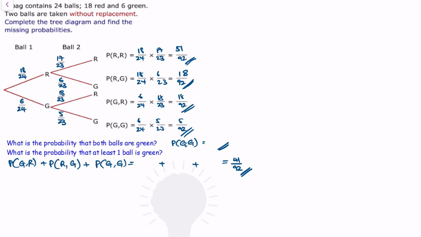We can rewrite this as fractions properly. So it's 5 out of 92 here. This one was 18 out of 92, 18 out of 92 plus 5 out of 92. Okay, next question.